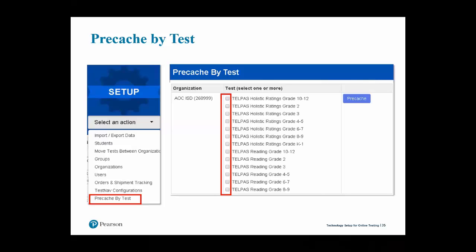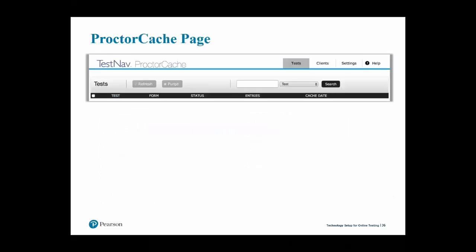So again, you have multiple options of setting up Proctor caching, but remember that you can pre-cache your tests by session, or you can pre-cache them by the actual test. And once you start pre-caching, you'll be able to see the TestNav Proctor Caching Diagnostics page, which looks like this here. You'll see the different tabs up on top: Tests, Clients, and Settings.